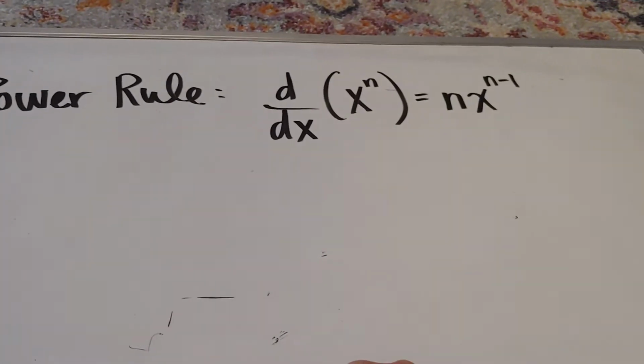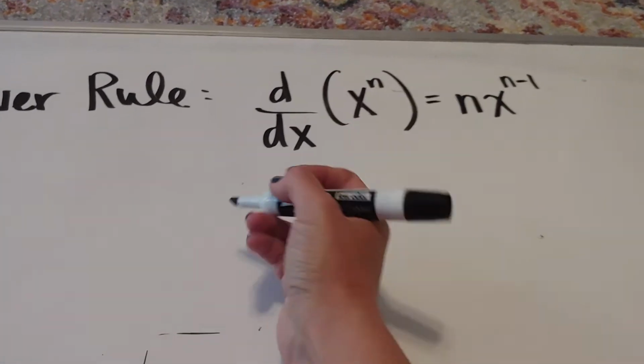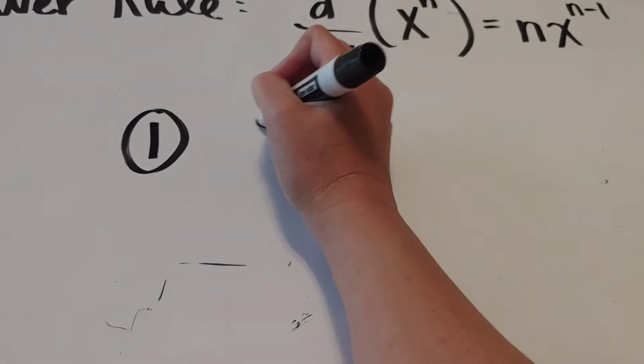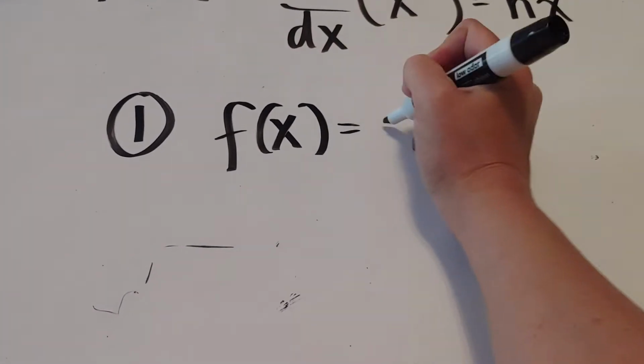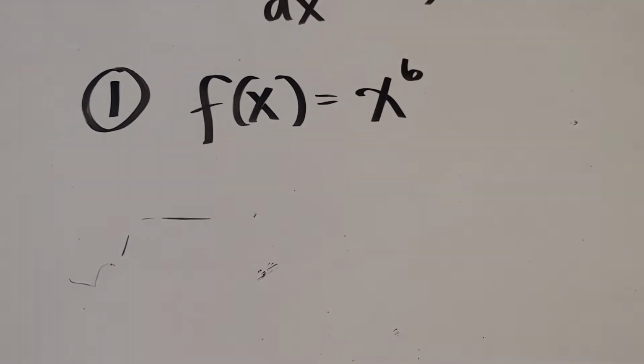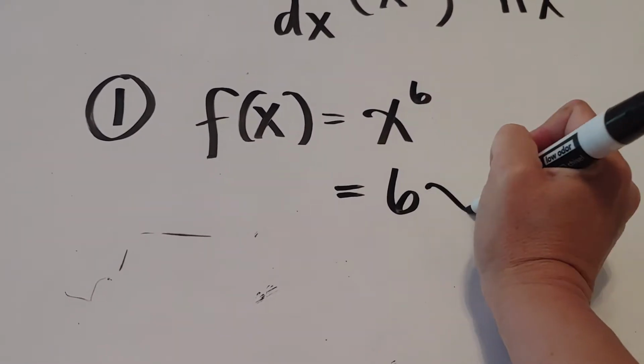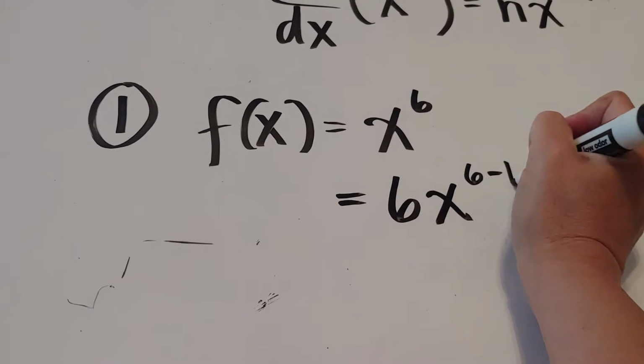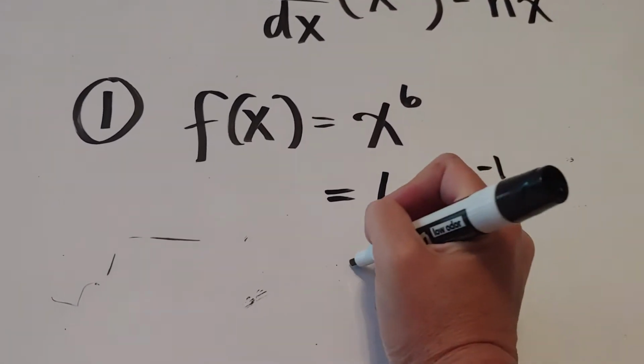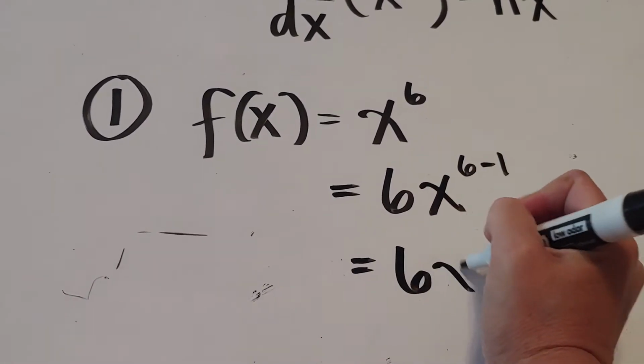So let's go ahead and do a couple examples using that rule. If I had, for example, f of x equals x to the 6th, then the derivative is 6x to the 6 minus 1, which is the same thing as 5. So usually what we do is we just write 6x to the 5th.